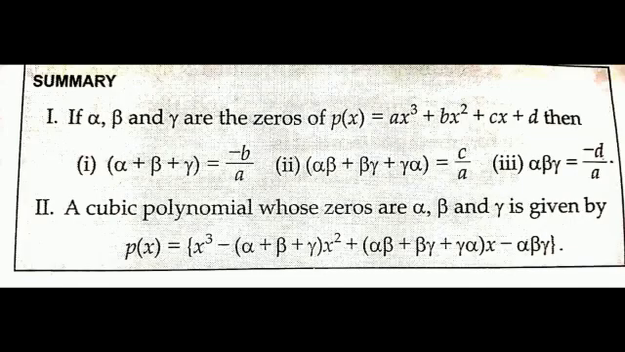Now it's time to summarize what we discussed here. The very first point is, if alpha, beta and gamma are the zeros of the polynomial p(x) = ax³ + bx² + cx + d, where a is obviously not equal to 0, then the sum of its zeros, that is alpha plus beta plus gamma, is equal to minus b by a. And what we mean by minus b by a? It is minus coefficient of x² by coefficient of x³.